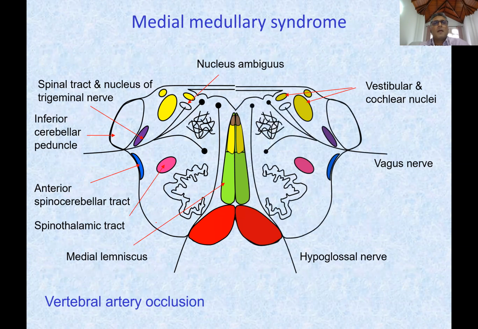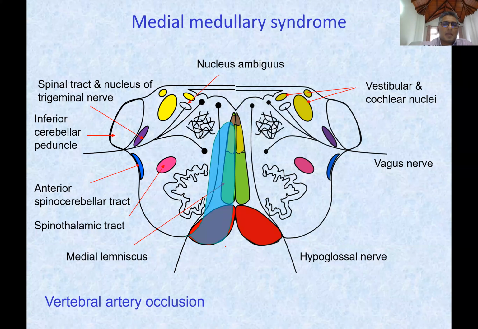Then there's another condition. The previous one was lateral medullary syndrome. There's another condition called medial medullary syndrome, not as common as lateral medullary syndrome, and that is due to vertebral artery occlusion. Roughly that is the area affected by medial medullary syndrome.